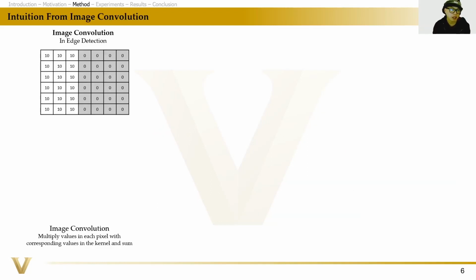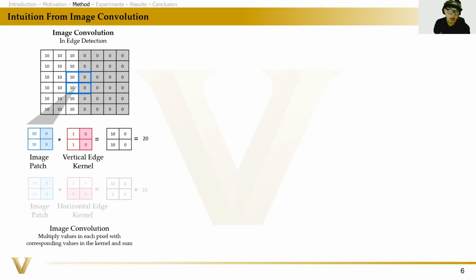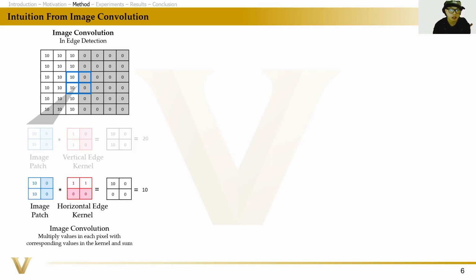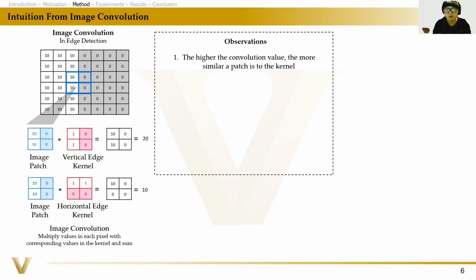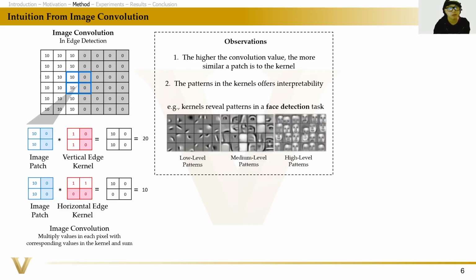To talk about molecular convolution, let's first look at image convolution in this edge detection example. So here is an image, and if we look at a specific image patch and convolve this with a vertical kernel, we can get a convolved value. We can also convolve this with a horizontal kernel and get another value. And from this example, we can make several observations. First of all, the higher the convolved value, the more similar a patch is to the kernel. And secondly, we can notice that the patterns in the kernel also can offer some interpretability.